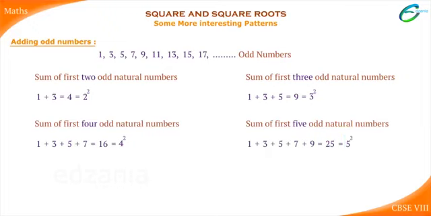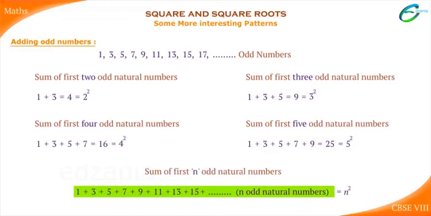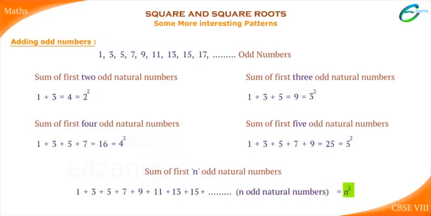Do you observe that there is a pattern among odd numbers and square numbers? The sum of odd numbers and the squares of a number are equal, so that the sum of the first n odd natural numbers, 1 plus 3 plus 5 plus 7 plus 9 plus 11 plus 13 plus 15, and so on, n odd natural numbers, is equal to n square.